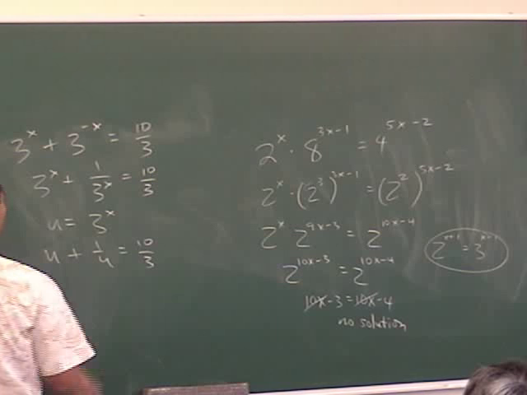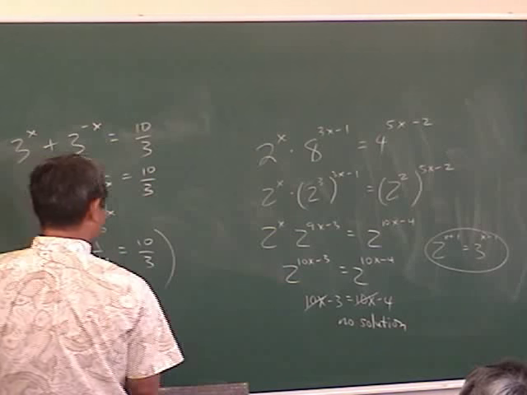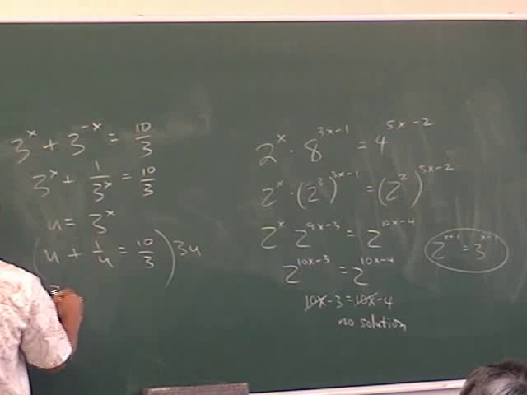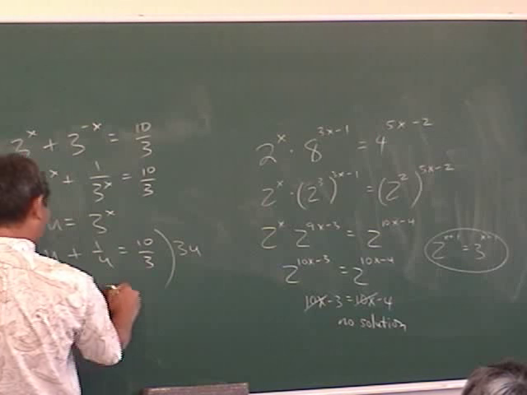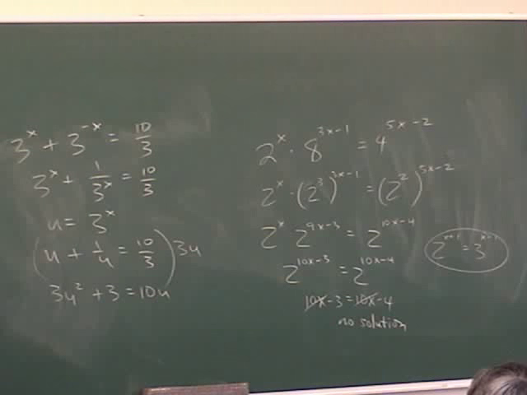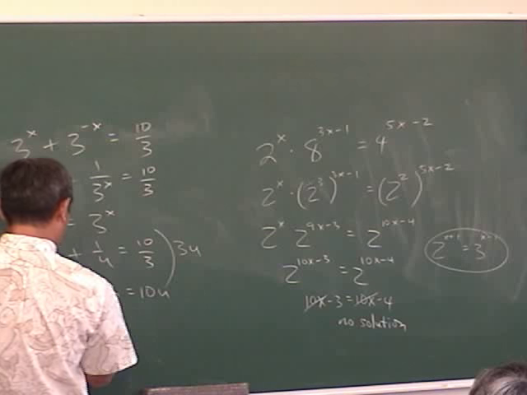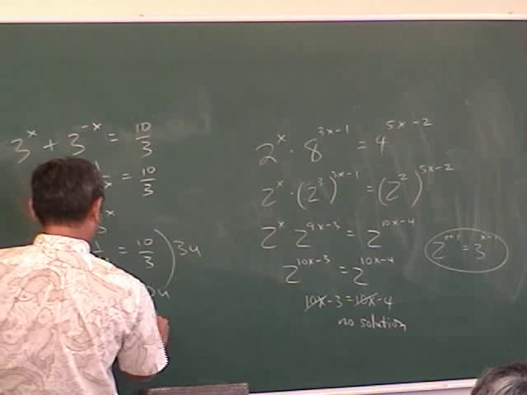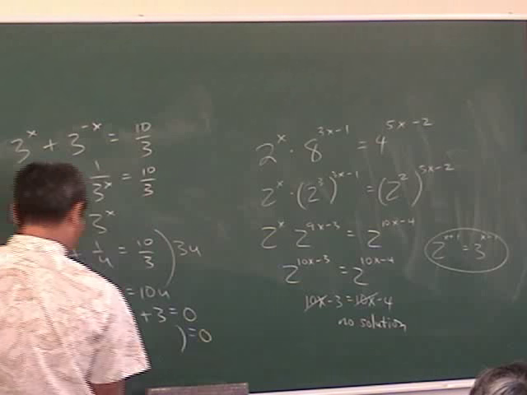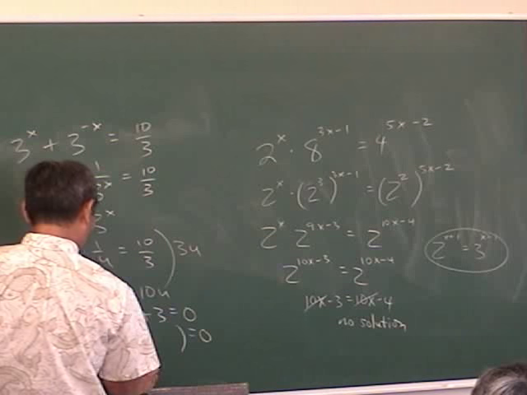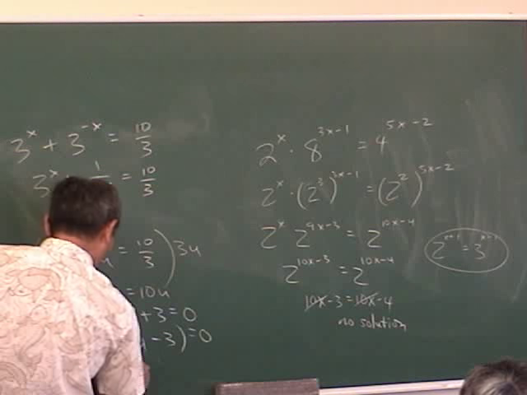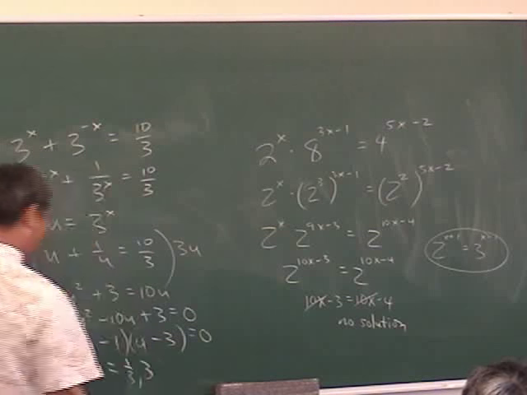Okay, how do you simplify this equation? Multiply both sides by the least common denominator, which is 3u. So you're going to get 3u squared plus 3 equals 10u. Now do you see it's a quadratic equation? So make one side 0. 3u squared minus 10u plus 3 is equal to 0. And hopefully this is factorable. 3u, u, 3, 1, minus, minus. So u equals either 1/3 or 3.